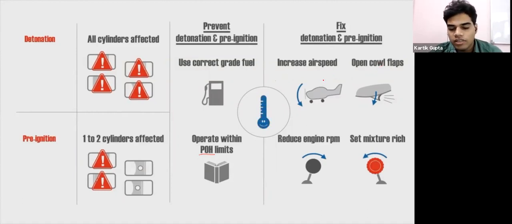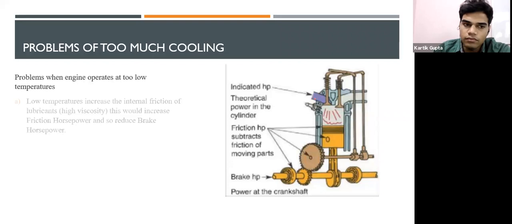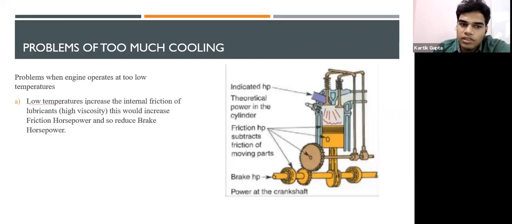So we will now discuss what is the main cause of heat, and we will see how we can reduce this. Problems of too much cooling. Now, yes, we are using a coolant. We're going to discuss if we cool down the engine more than is required, what problems can then occur. Firstly, low temperatures increase the internal friction, hence the lubricant will have a high viscosity. When the lubricant has a high viscosity, this will increase friction horsepower.